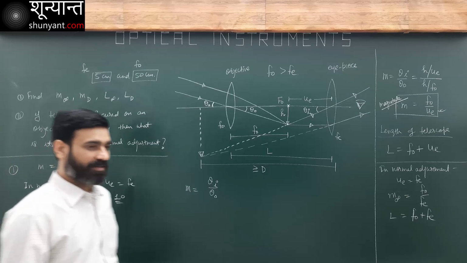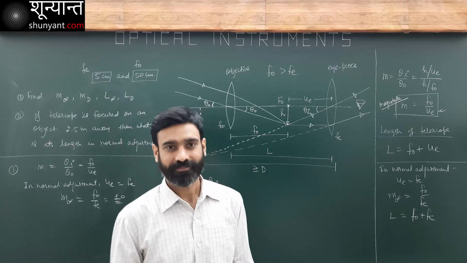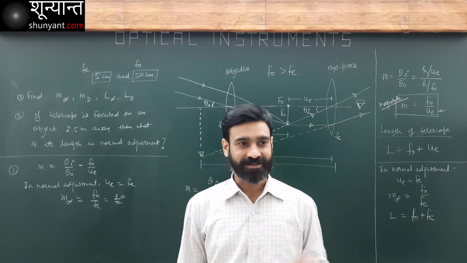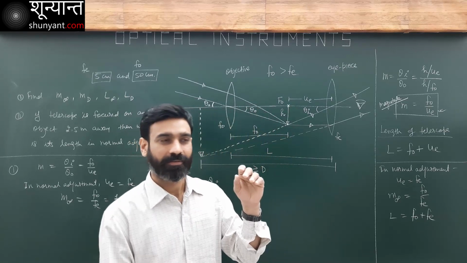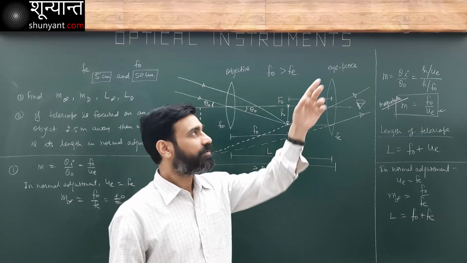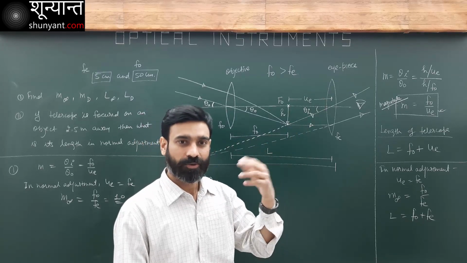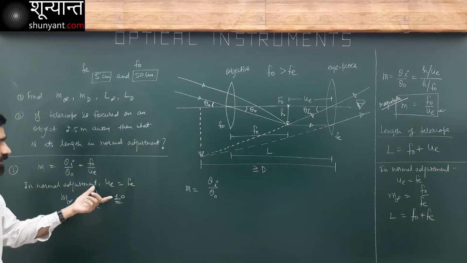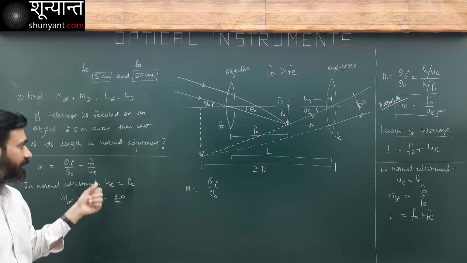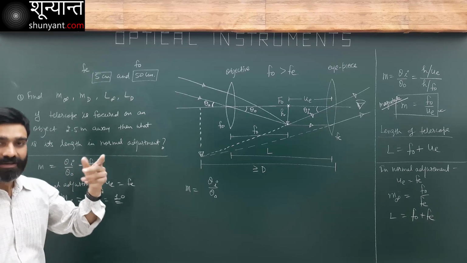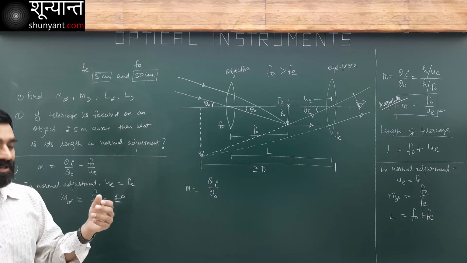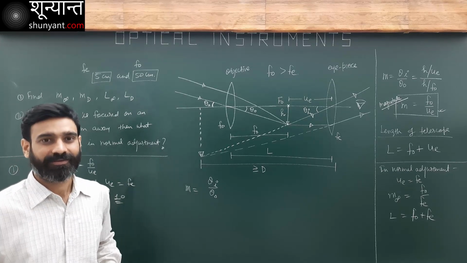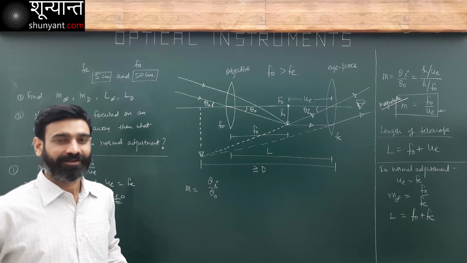Now let's understand it. What is the meaning of 10? Magnification is 10 from a telescope. What does it mean? Suppose that you are looking at the moon with your naked eye and the moon subtends some angle, let's say 2 degrees, on your eyes. Then if you use this telescope in normal adjustment, the angle made by the image will become 10 times. If the object makes 2 degrees, the image will make 20 degrees.